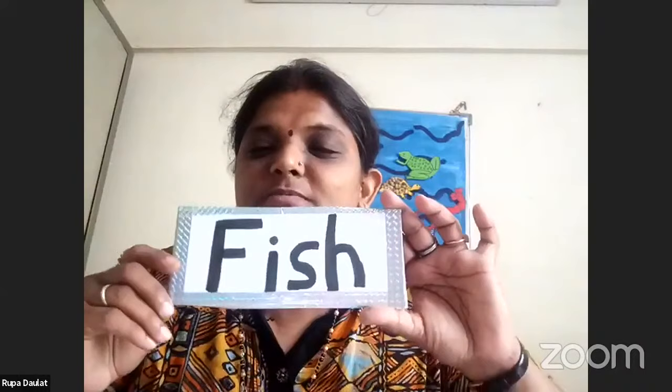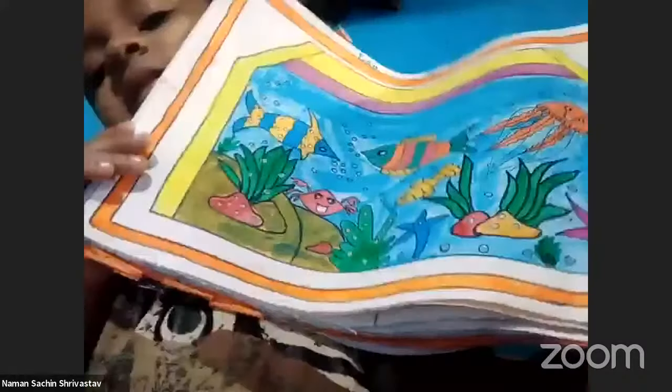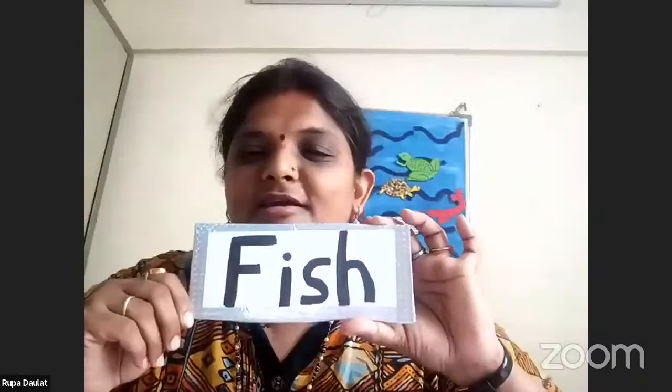Now, students, we revise one time. Say the name of aquatic animals. Now say which name of this aquatic animal? Fish. Very good.